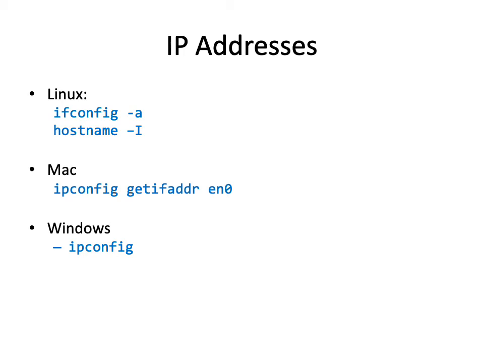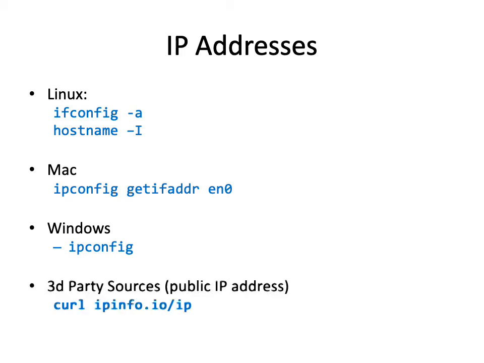Now, if you want to see what your IP address is relative to the world, you can use a third-party source. So this gives your public IP address. Of course, you need the curl command to do this, but you're basically saying to the ipinfo.io server, what is my IP address? And the server will look at your packets and say, this is from this address, and then it'll echo it back to you. So that's a nice little command. You could even create a bash script to do this. It's a one-liner.